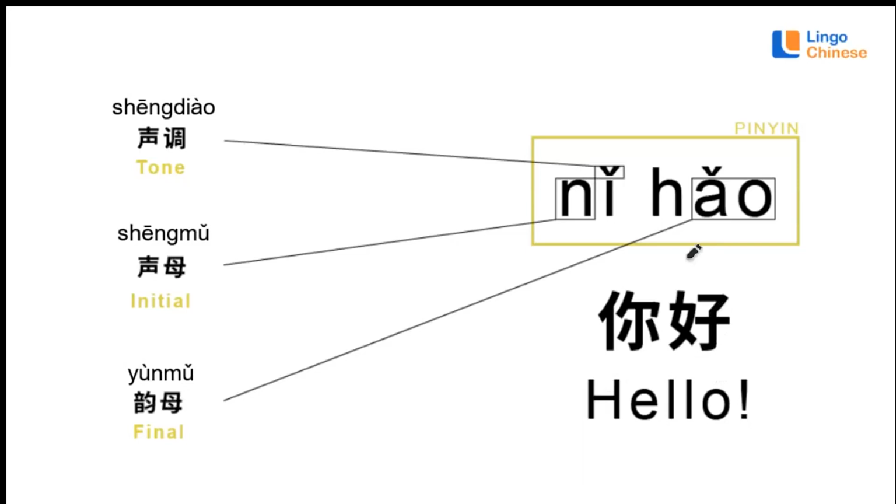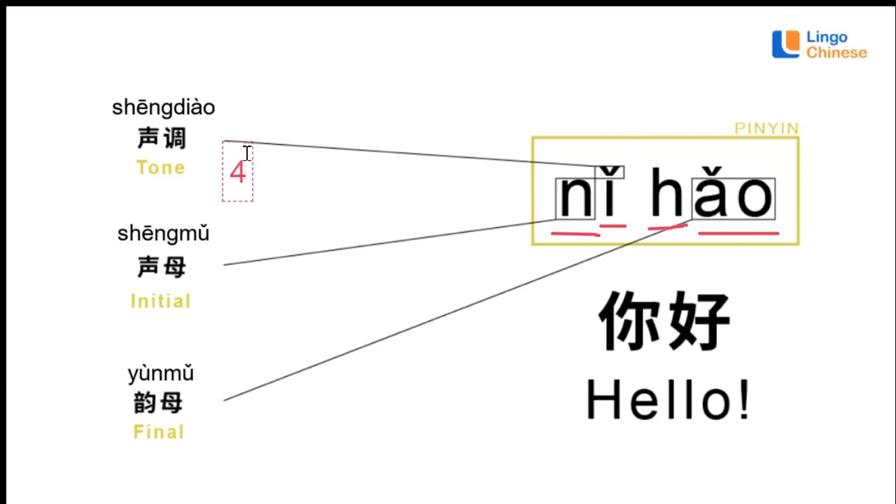On top of 你好 is the pinyin. In this box is the pinyin. There are three parts in one pinyin. The left part, b, p, m, f, is called 声母, initial. And the right side, e and ao, is called 韵母, final. The top side, this mark, is called 声调, tone.